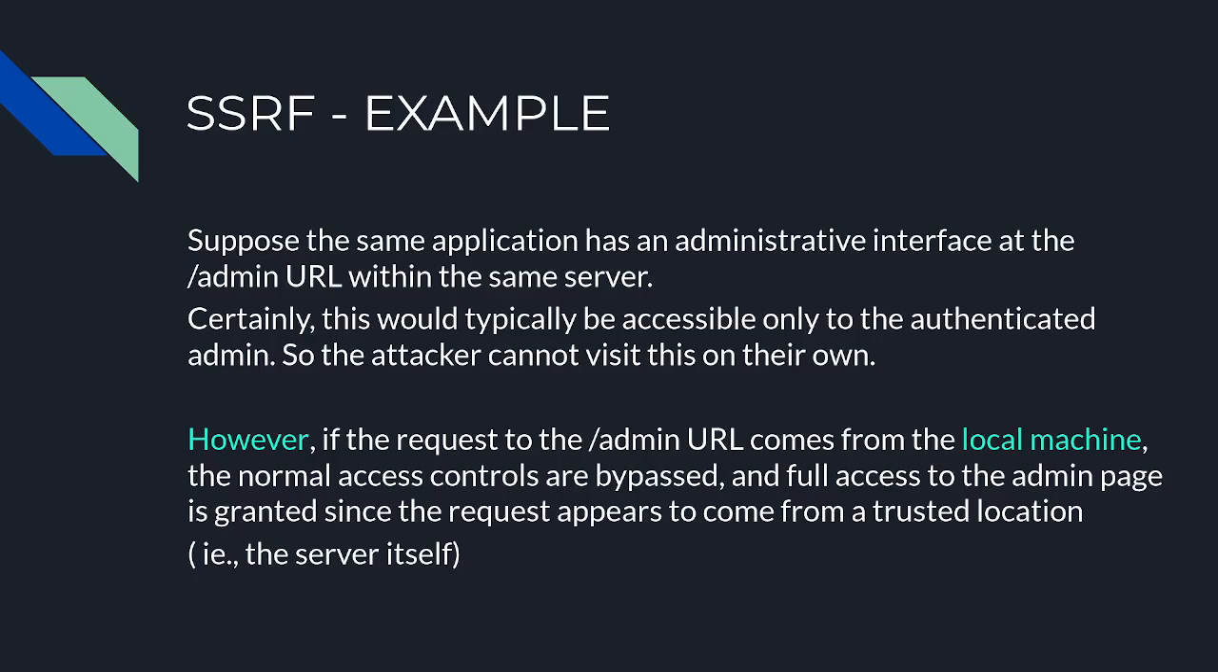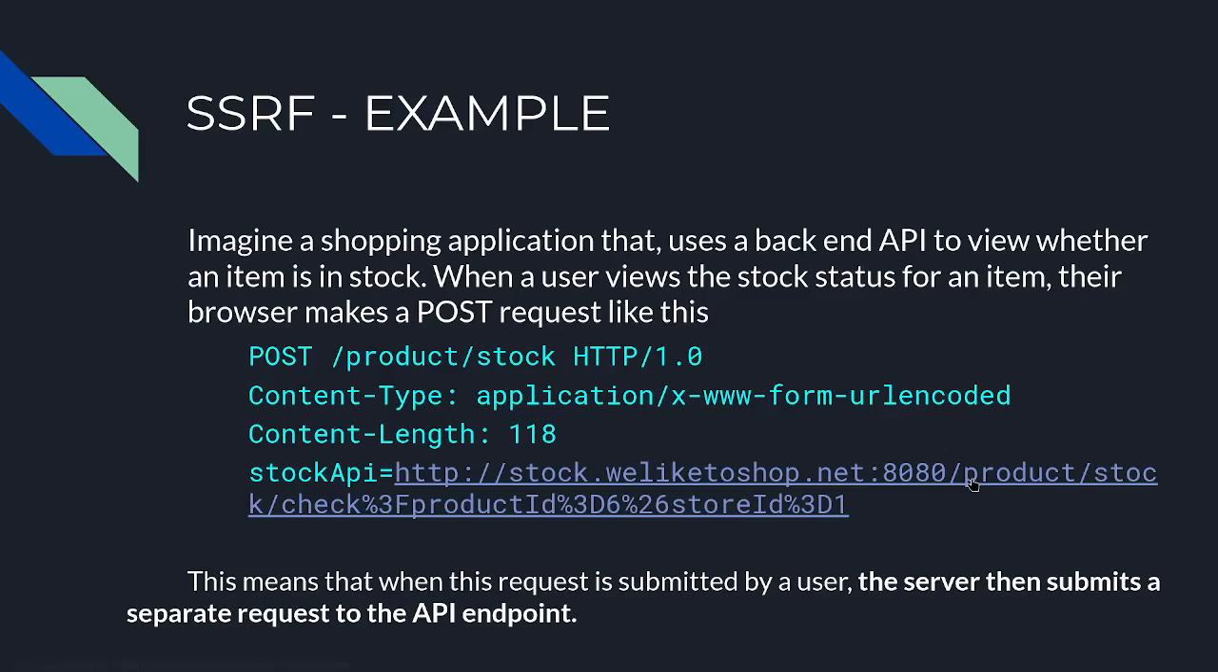Right? So now, typically, what an attacker would do is this. If the request to the admin URL comes from the local machine, which is the server itself, the normal access controls are bypassed and full access to the admin page is granted. Now, like I said previously, it is fetching data from the stock API, and it is returning it to the user who's visiting the server.